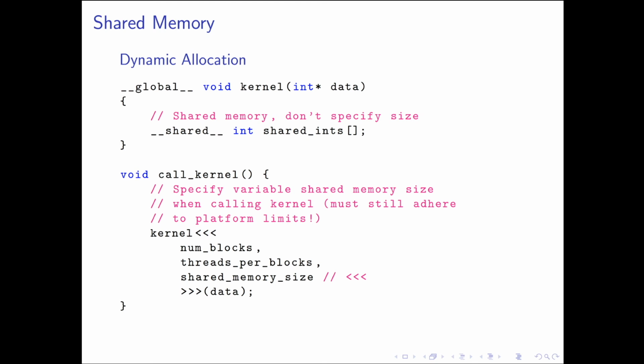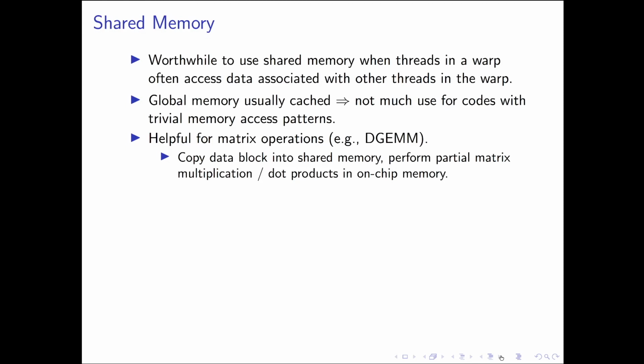Now that we understand how to allocate shared memory, let's have a look at an example where shared memory is put to good use. The classical motivating example for using CUDA shared memory is DGEMM, dense matrix multiplication.